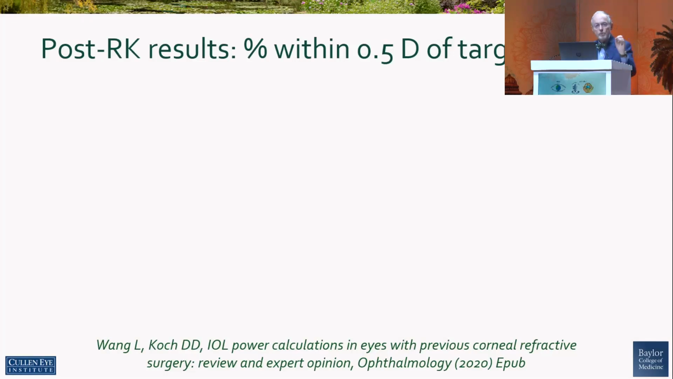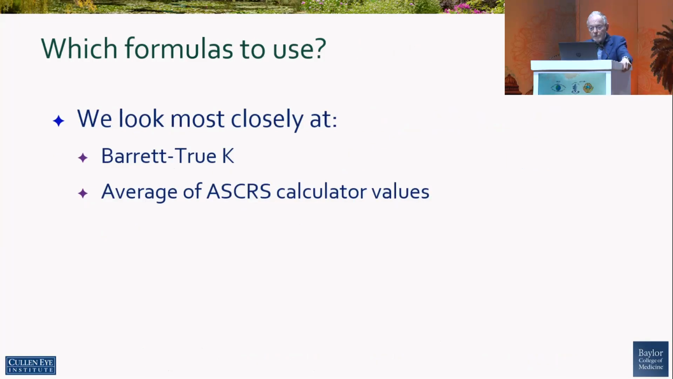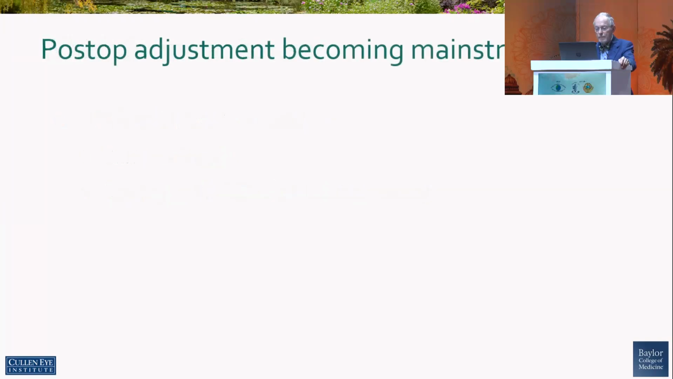I tell these patients, these are the most inaccurate eyes. And why is that? It's because when you measure the RK cornea, you can measure the anterior cornea, and of course there's a lot of variability, but the RK, radial keratotomy, really affects the posterior cornea in a very unpredictable way as well. And so most studies show accuracy of less than 70%. One study showed 76%, but much better than our experience. And so we still like, in these eyes, to look at the Barrett True K, the average of the ASCRS calculator values, and I think that some of these newer formulas such as EVO, Pearl DGS, and so on are going to be really good as they get refined.